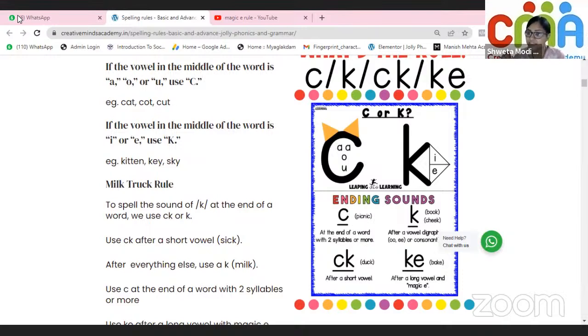Words ending with C, because there are more than 1 syllable and you have the C at the end. Can you write 5 examples?